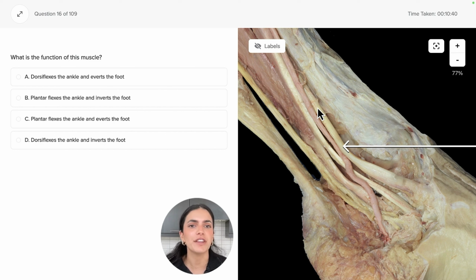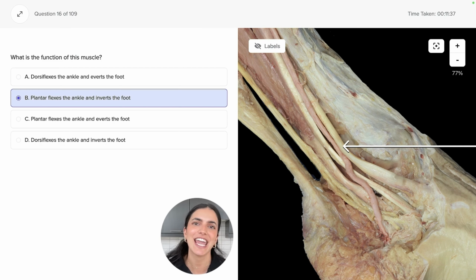Along with inverting the foot, the tibialis posterior is also responsible for plantar flexing the foot. The way that I like to remember that the tibialis posterior plantar flexes is because it is found in the posterior compartment of the leg, where we also have our major plantar flexors. Like I mentioned earlier, our triceps surae muscles are found in the same compartment. They are found more superficially, of course, but nonetheless they are still in that posterior compartment, so they all assist with plantar flexion of the foot. So as far as our question, what is the function of the tibialis posterior muscle? It plantar flexes the ankle and inverts the foot.